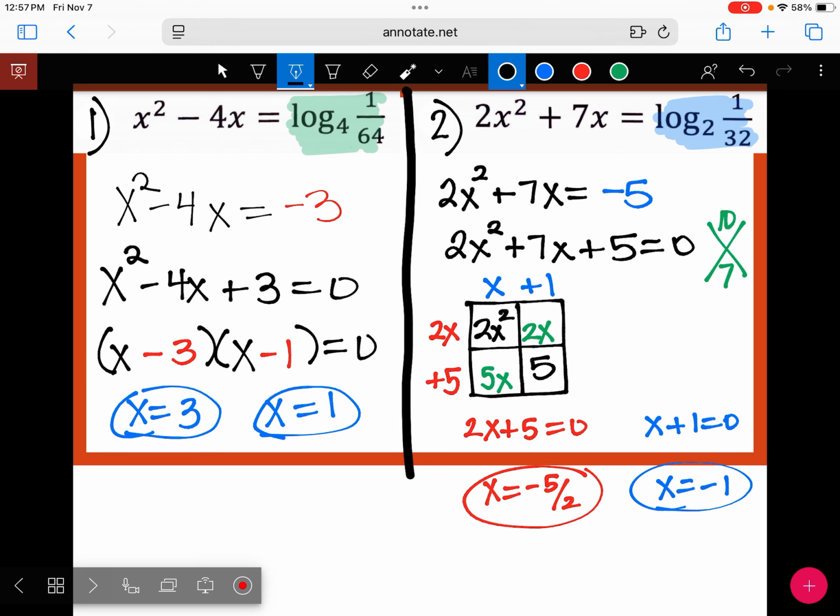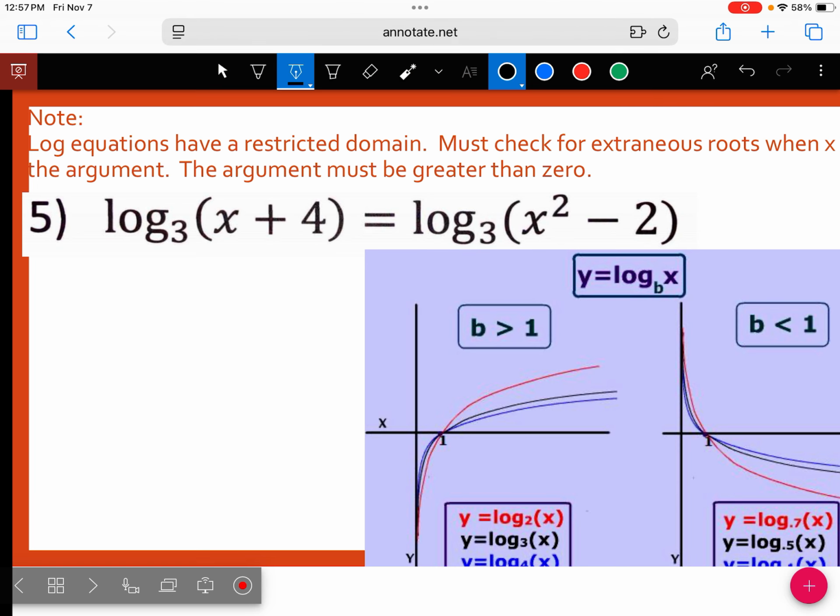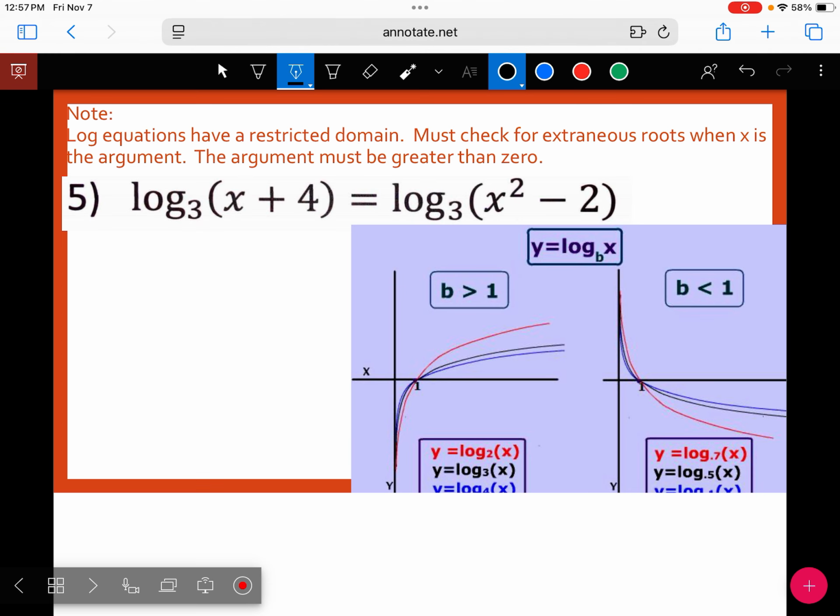All right, so now let's talk about log equations. You don't have to write the graph down or what's at the top, but what I want you to know is that unlike an exponential, you could take any number and raise it to any exponent. But you can't take the log of any number.